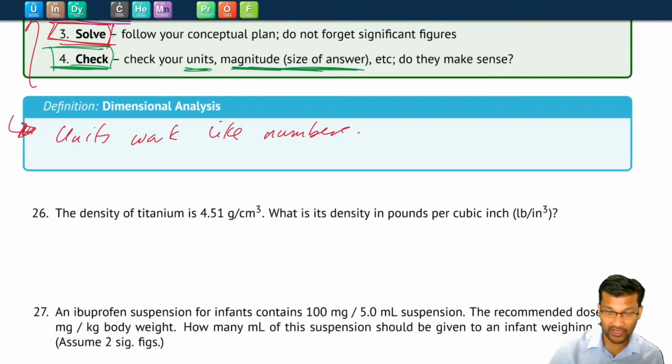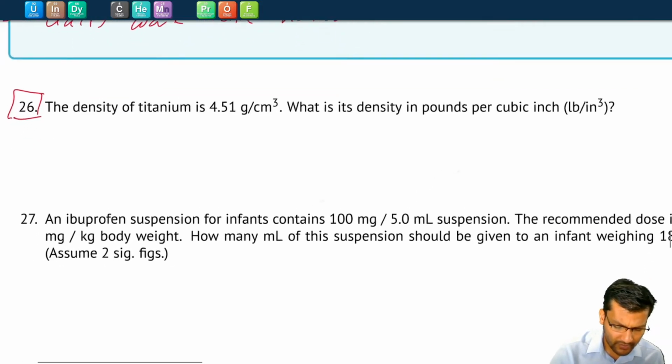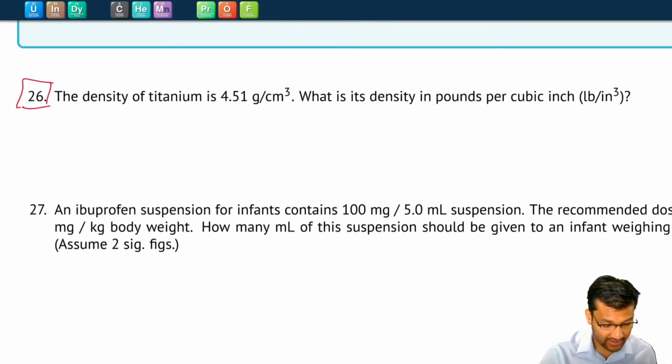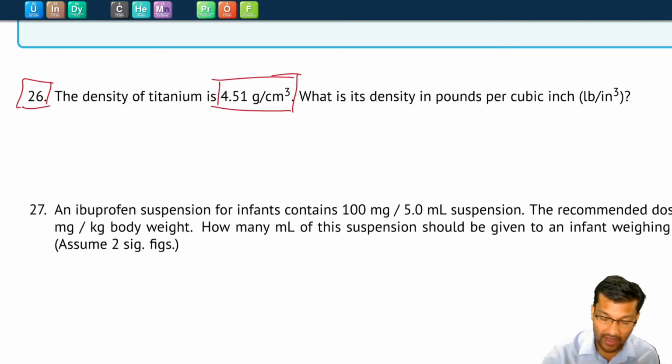You can pause the video here and try number 26 by yourself first, but I'm going to go over it now. Okay, so in number 26, it tells us that the density of titanium is 4.51 grams per centimeter cubed, and it's asking us what this density is in pounds per cubic inch. So first we need to figure out what information we are given and what information we need to find. They give us the density and its units, and they want us to find a density in different units.